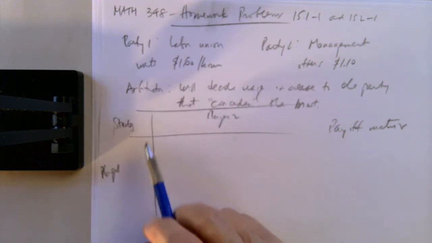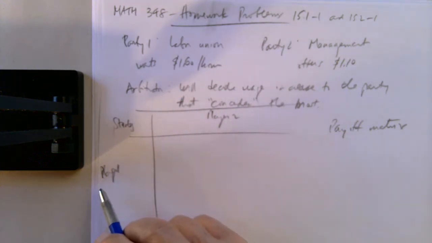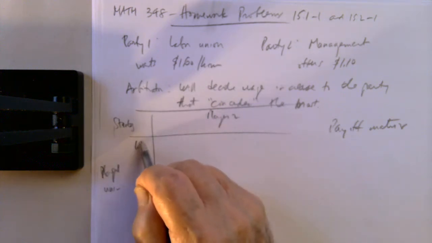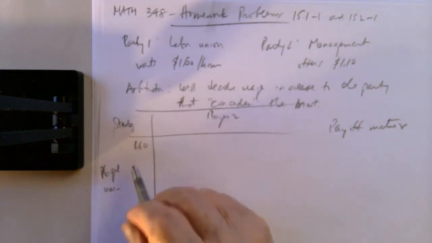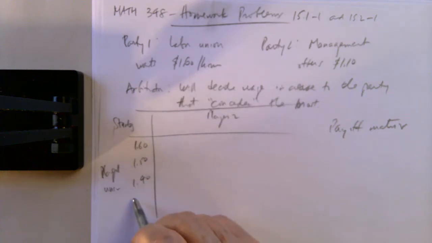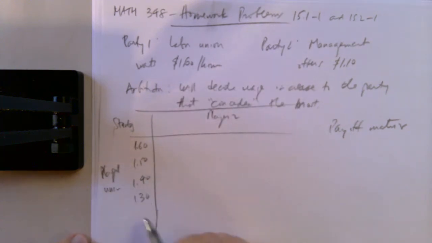Well, the union, that's player one, could say, okay, we wanted 160, and we're going to stick with that. Or we'll drop to 150, or we'll drop to 140, or we'll drop to 130, or we'll drop to 120, or we'll say, okay, management gets what it wants, $1.10. So let's say these are the 6 strategies that the union could accept.